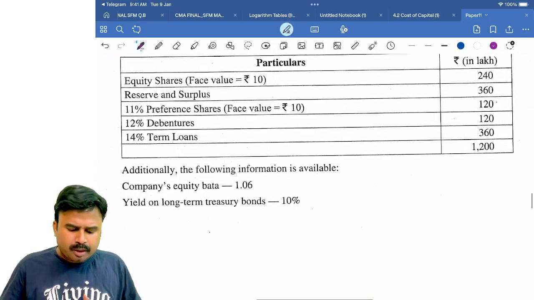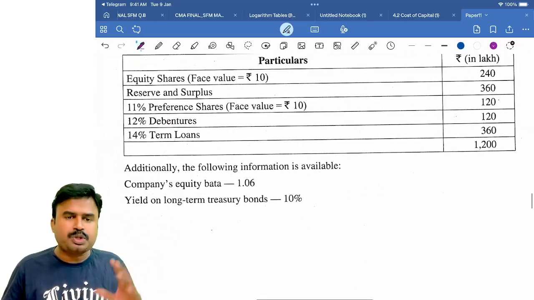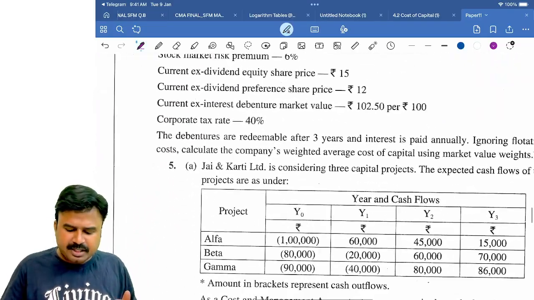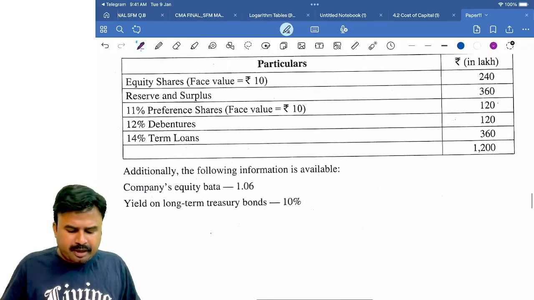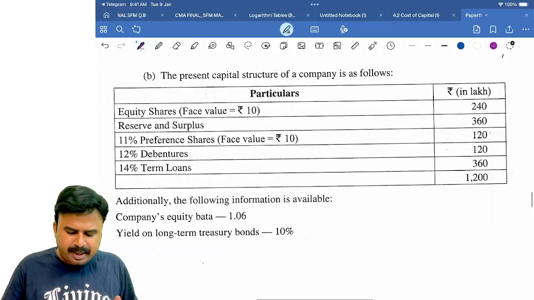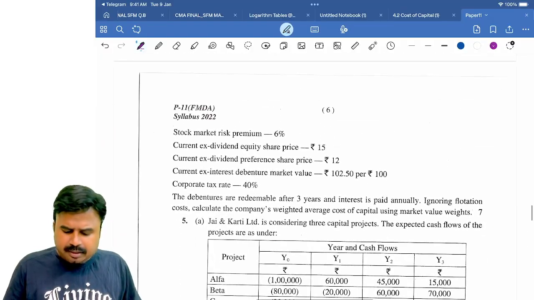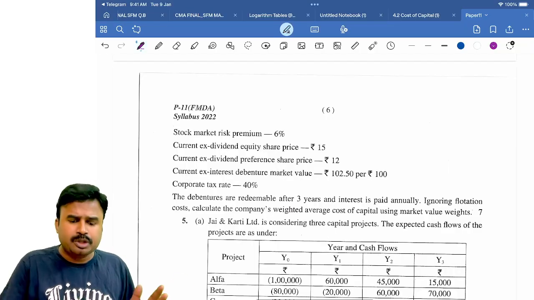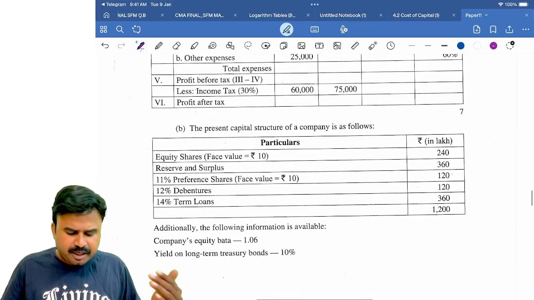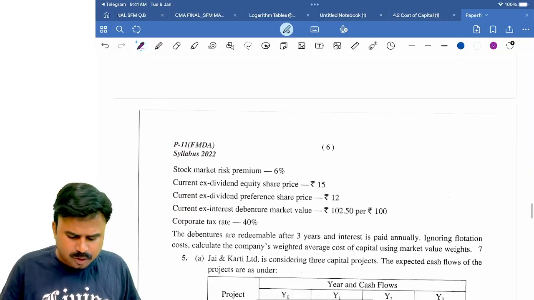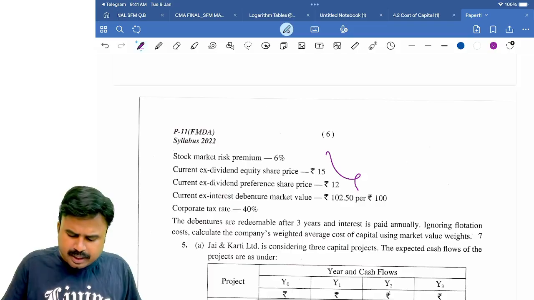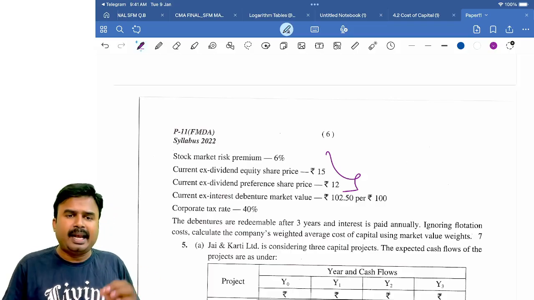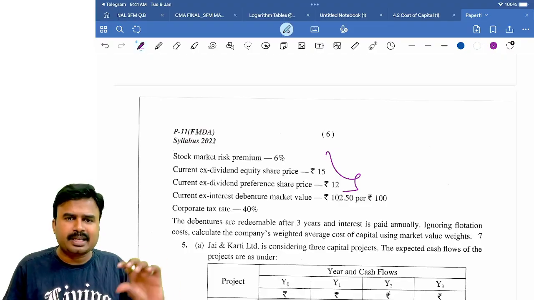And I told you 4B is always related to cost of capital, the weighted average cost of capital computation. If you have prepared cost of capital, definitely you can attempt this question, because this is a very basic question. Compute the cost of individual sources, like cost of equity, cost of reserves, cost of preference, cost of debentures and cost of term loans, and then calculate the weighted average cost of capital. For calculating the cost of individual sources, always consider ex-dividend prices only.